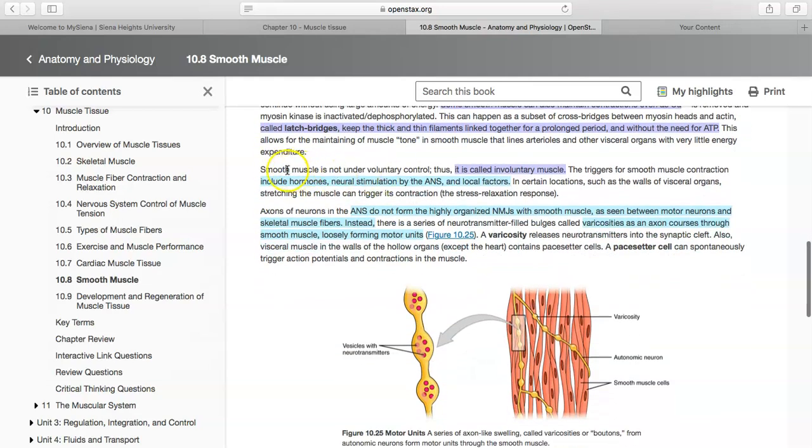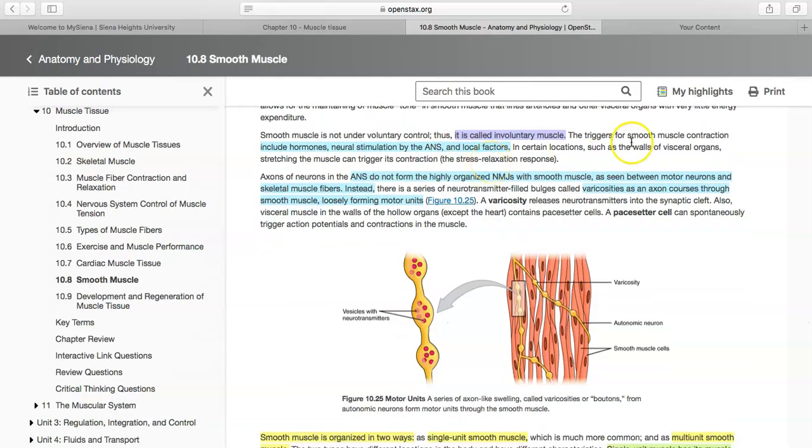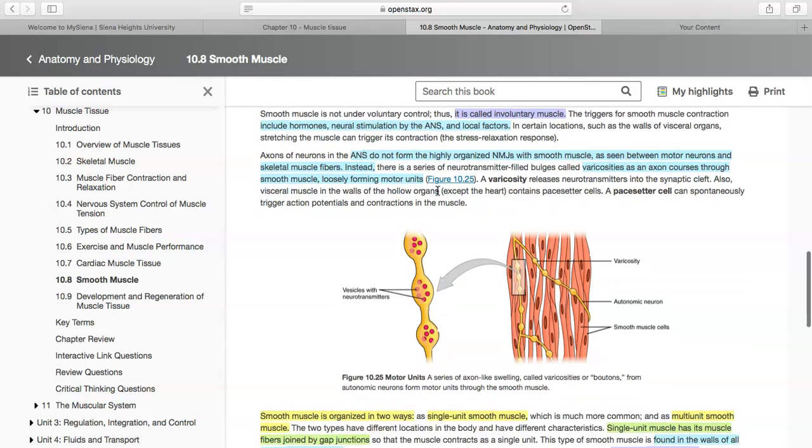Like I said, smooth muscle is not under voluntary control. We call it an involuntary muscle. You don't think about the muscles in your urinary tract, right? That just happens due to local factors. But other things that can control smooth muscle contraction are hormones, being stimulated by the autonomic nervous system, and like I said, local factors. And stretching can also trigger it, and that's what happens in the urinary tract. We'll talk about that in just a second.